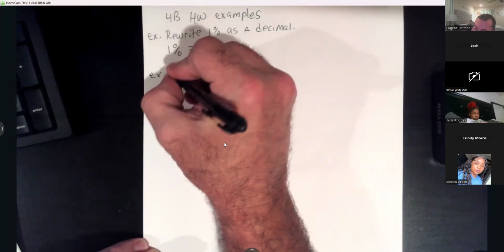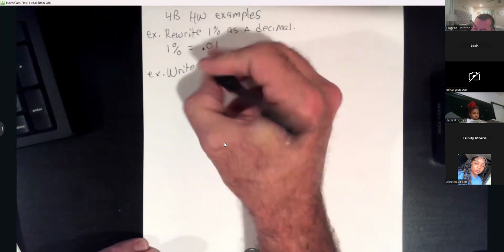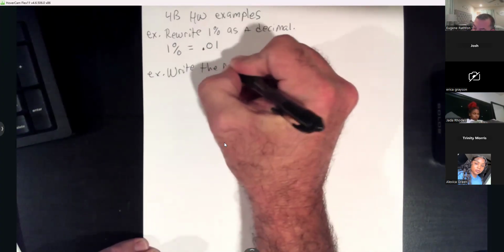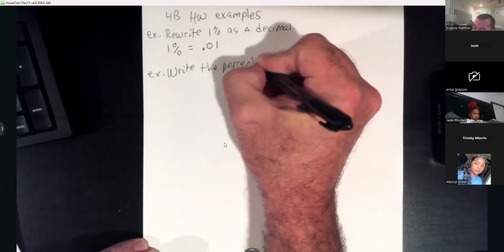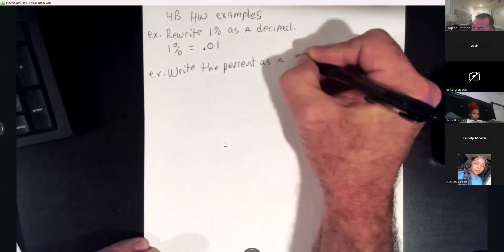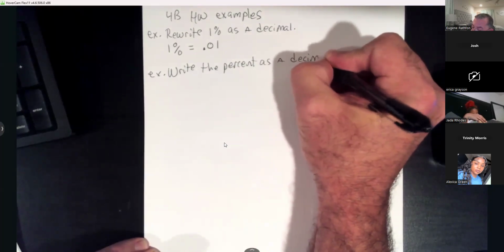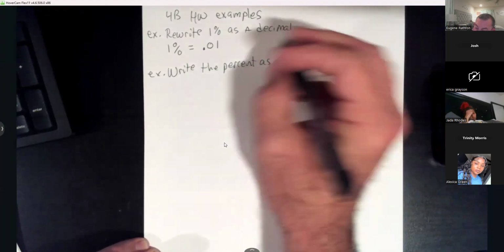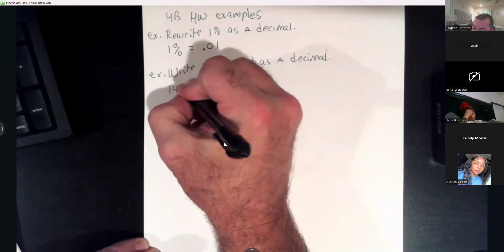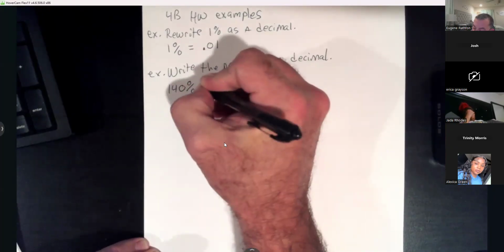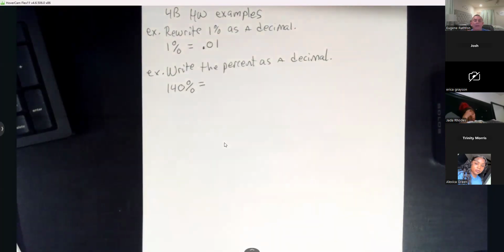All right, y'all. Write the percent as a decimal. And they got 140%. So this was just getting you good at changing percents and stuff back and forth, so that you can do that APR stuff.